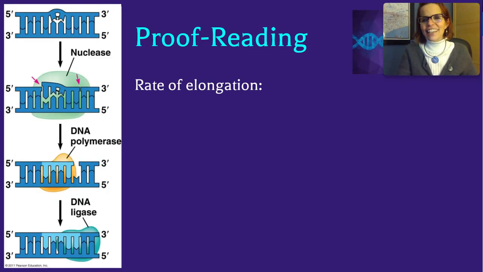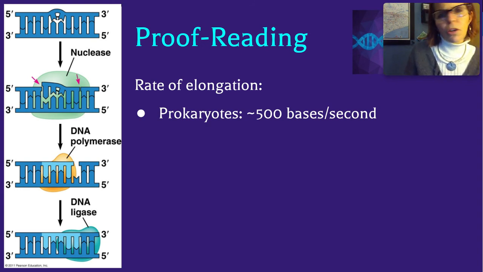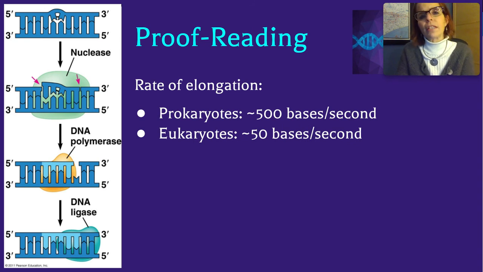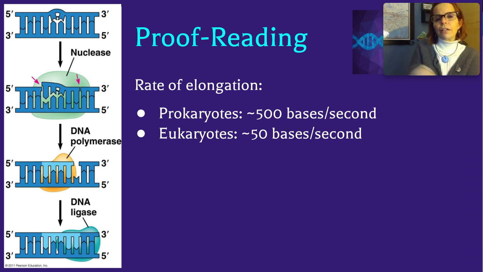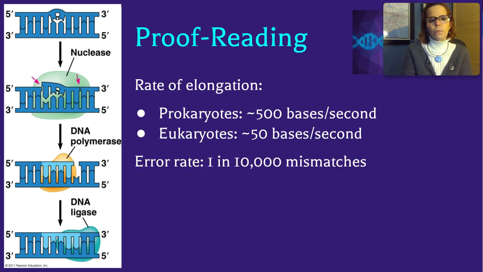All right, very last slide. Proofreading. So first of all, students always want to know how fast does this process happen? It happens way faster in prokaryotes than it does in eukaryotes. There's many reasons. We'll talk about some of them. So in prokaryotes, it can happen as fast as 500 bases a second. So there's a DNA polymerase that's zipping through, adding 500 bases in 1 second. In a eukaryote, it's more like 50 bases per second.